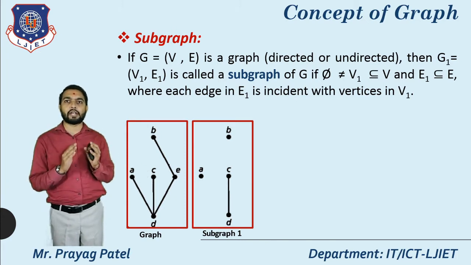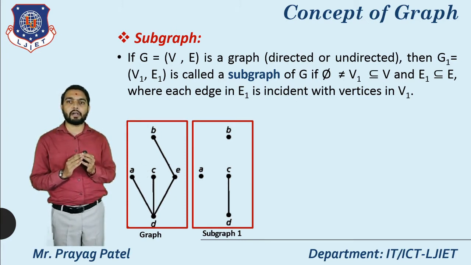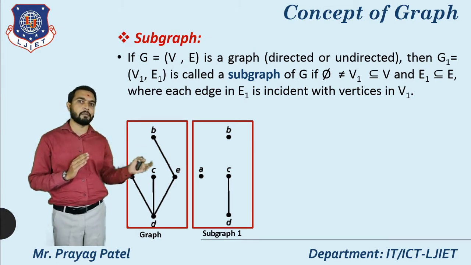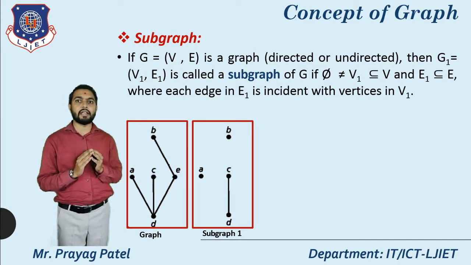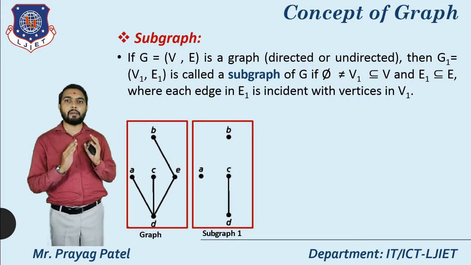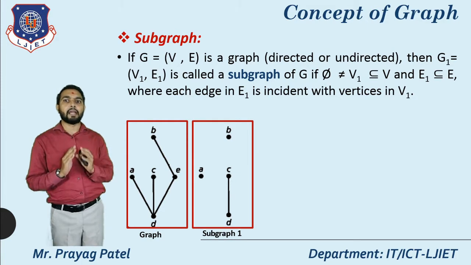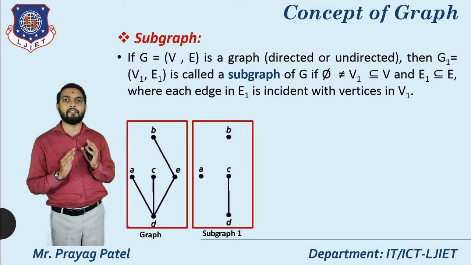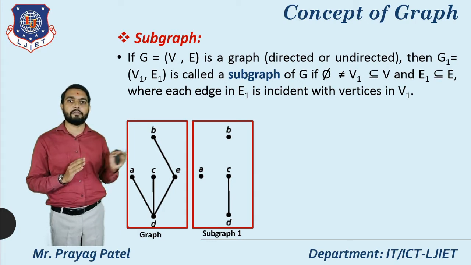Means in the graph, what is V? V means the set of vertices. So here the set of vertices is A, B, C, D and E. In the subgraph, the set of vertices V1 equal to A, B, C, D. So A, B, C, D is a subset of A, B, C, D, E. So this is satisfied. V1 is a subset or equal set of V.